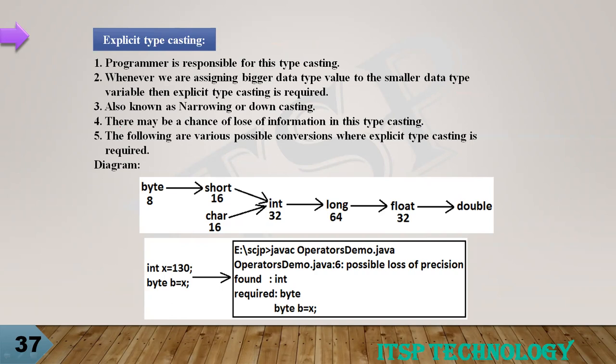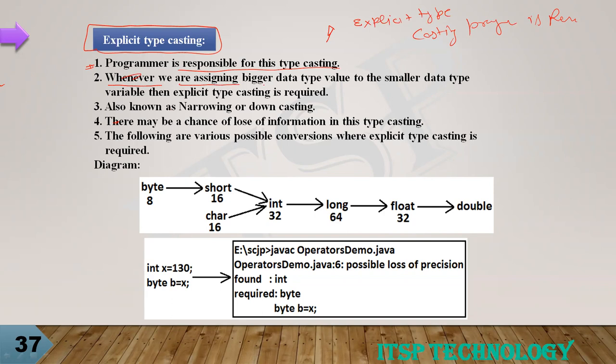Explicit typecasting is very important. This is important. Learn each and every point and listen carefully. The programmer is responsible for this typecasting. What is that? Explicit typecasting. Programmer is responsible. Right? Why, I will tell you.